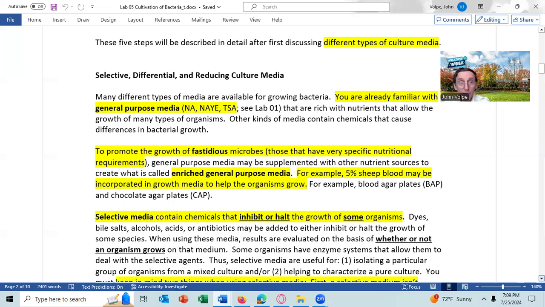So we have general purpose media, enriched general purpose media, and then we have selective media. These media contain chemicals that inhibit or halt the growth of some organisms.